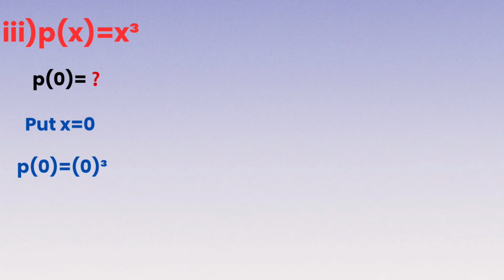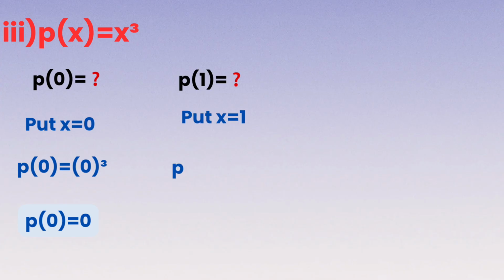Polynomial is Px is equal to x cube. Let's find P0. For that, put x is equal to 0. Then the expression will be P0 equals to 0 cube, which means the value of P0 is 0. Next, P1. For that, put x is equal to 1. Then the expression will be P1 is equal to 1 cube, which means the value of P1 is 1.